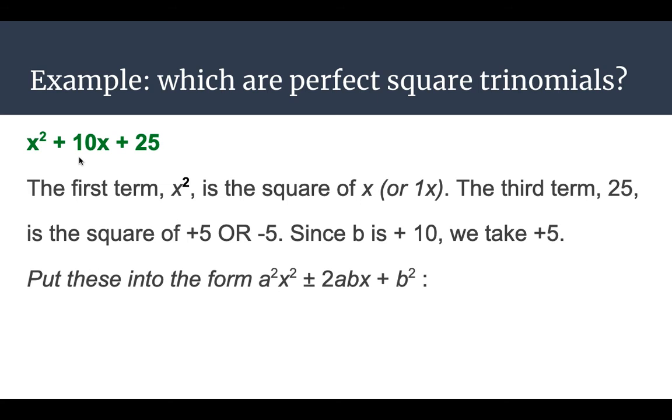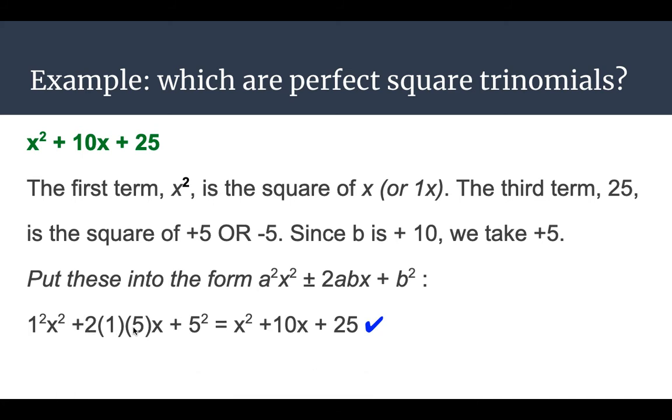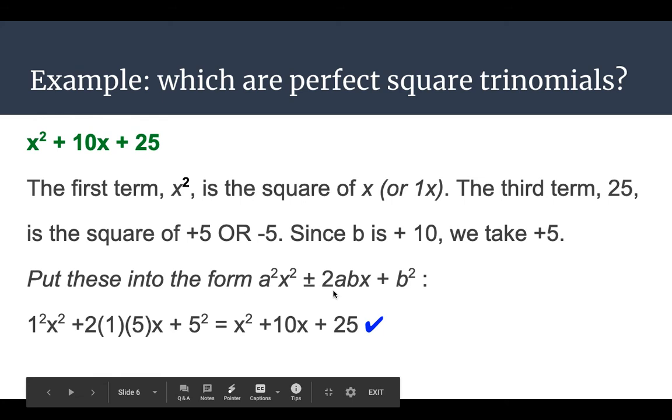So if we put these into our form, remember our a is 1, our x is x, our b is 5. We took 5. If we put those numbers into this form, a squared is 1 squared, x squared is x squared. Then we put it into 2 times 1, which is our a, times 5, which is our b, plus b squared, 5.